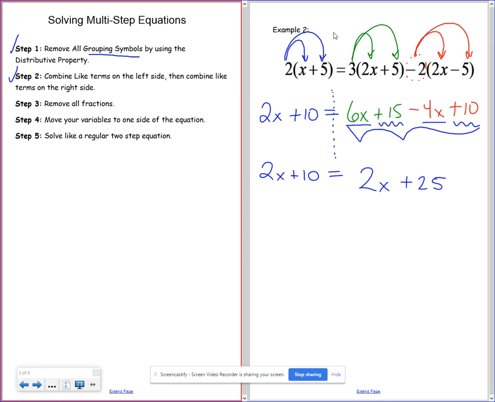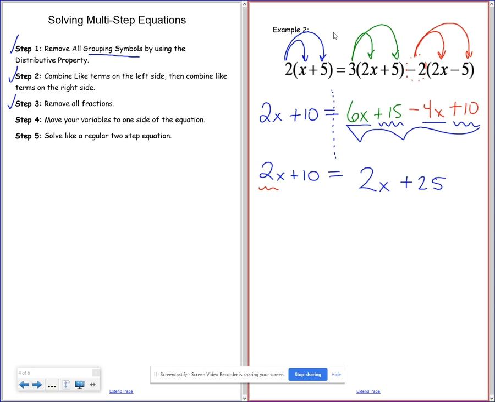Step 3 says remove all fractions. There's no fractions, so step 3 is done. Step 4, move your variables to one side of the equation. Again, we got 2 variables. We got 2x and 2x. We want to move the smaller one. Well, these are the same size, so it doesn't matter which one you move. Let's move this one. So let's subtract 2x from both sides. Well, 2x minus 2x cancels out. So you just got 10 on this side. 2x minus 2x cancels out, equals 25.